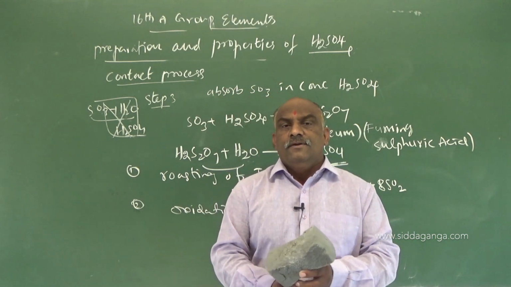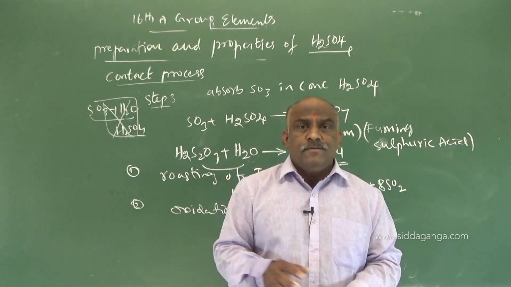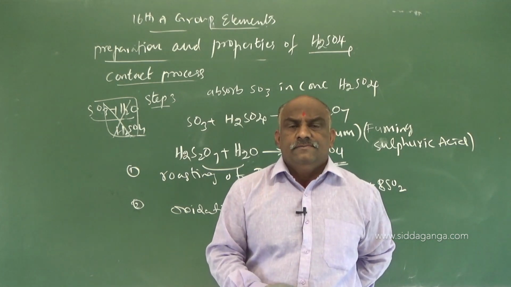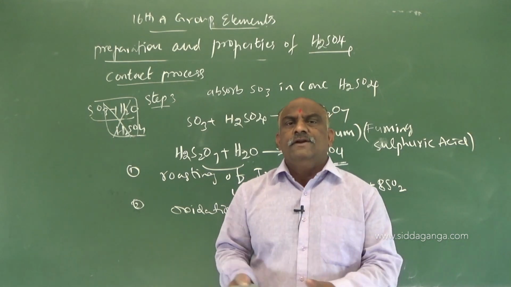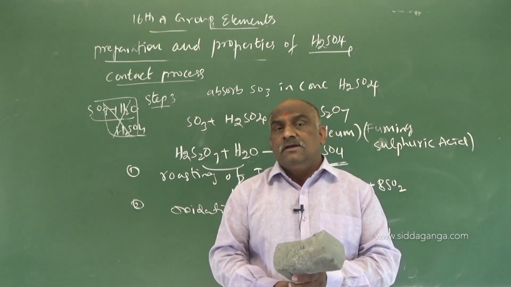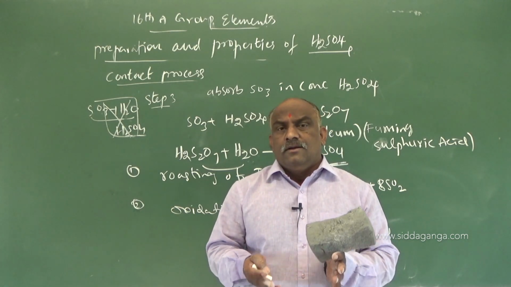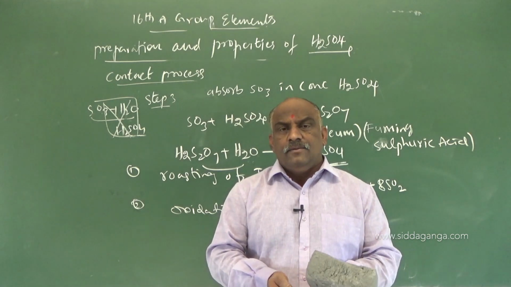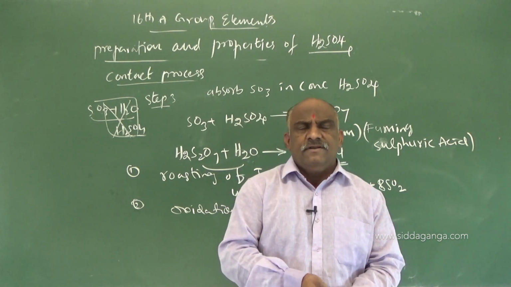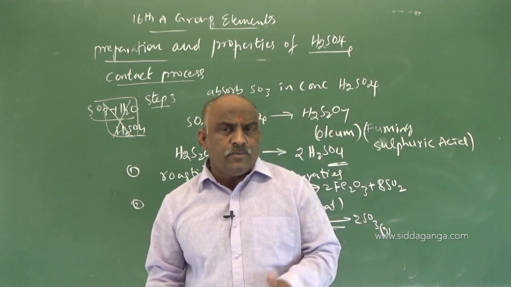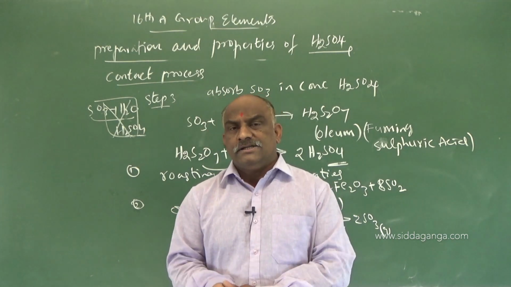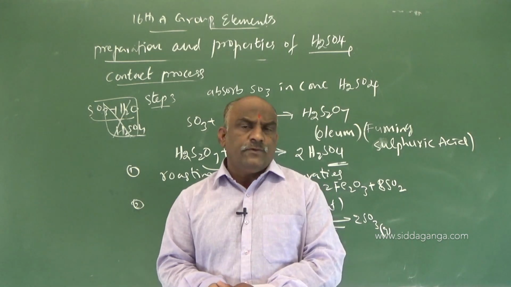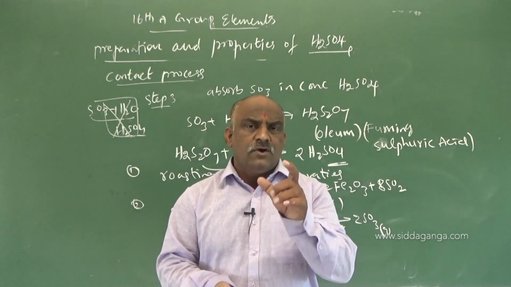And what are the chemical properties of sulfuric acid? How do we divide the properties? They are based on sulfuric acid's behavior. The chemical properties are based on some properties, because sulfuric acid is less volatile.